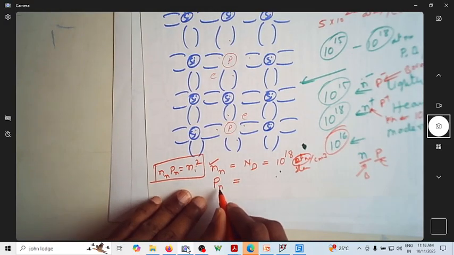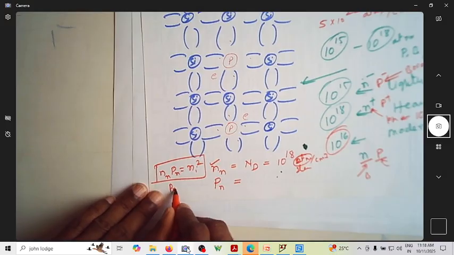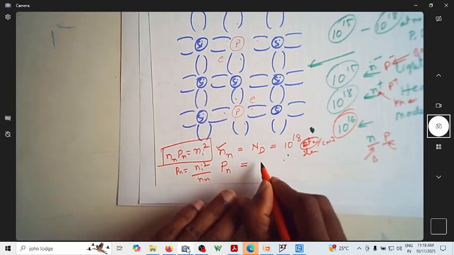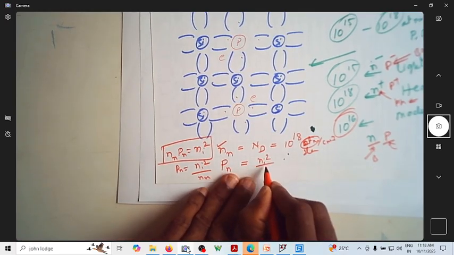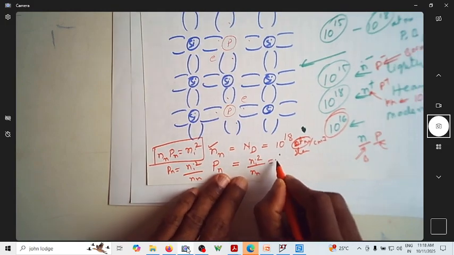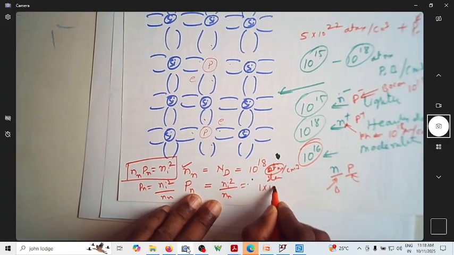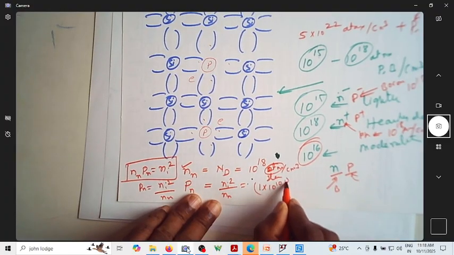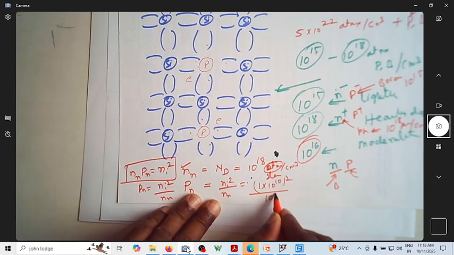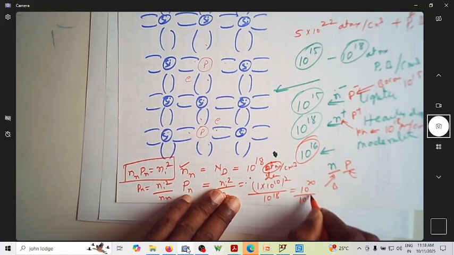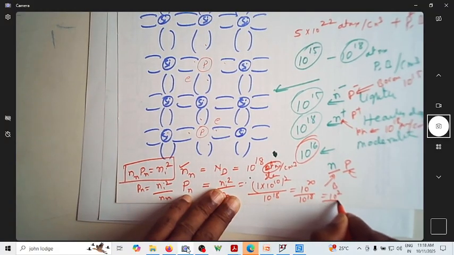Now, can I find what is p of n? From this, can I write p of n is equal to ni square by n of n? So what is ni square? Ni is this much. It is 1 into 10 power 10 squared, divided by n of n, which is 10 power 18. So I have 10 power 20 by 10 power 18. So this is actually 10 power 2.